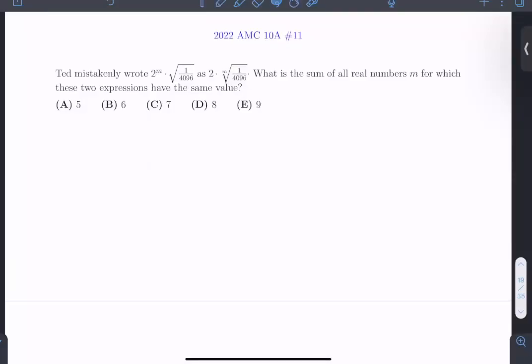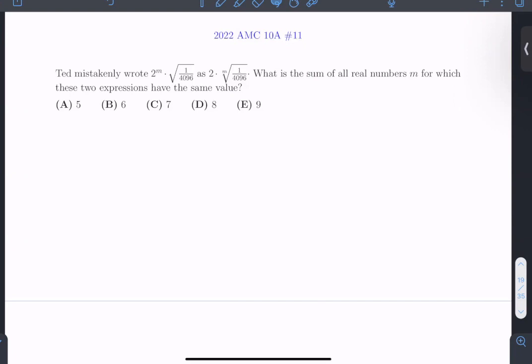...had mistakenly written 2 to the power of m times the square root of 1 over 4096 as 2 times the mth degree root of 1 over 4096. What is the sum of all real numbers m for which these two expressions have the same value?